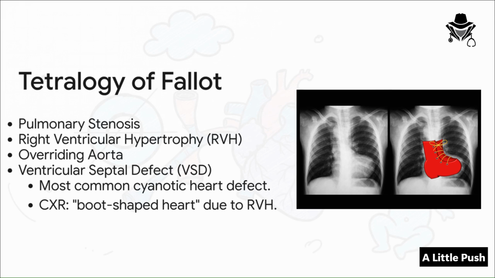You've got pulmonary stenosis, which then causes the right ventricle to get huge. That's right ventricular hypertrophy. Then there's an aorta that sits over the VSD, and of course the VSD itself. All of that together is what gives the heart that classic boot shape on an X-ray.